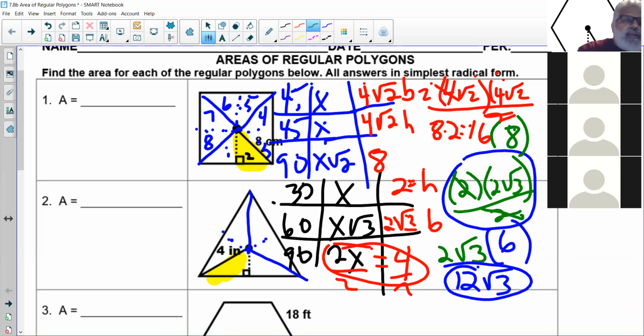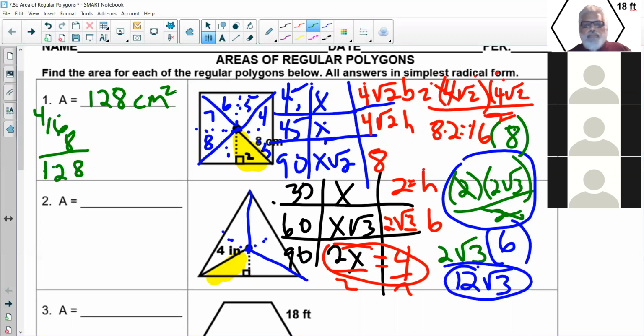So I'm going to write that right here because I don't have a calculator. So 8 times 6 is 48, right? And then 8 plus 4 is 12. So 128 centimeters squared. And that's how you do the square.